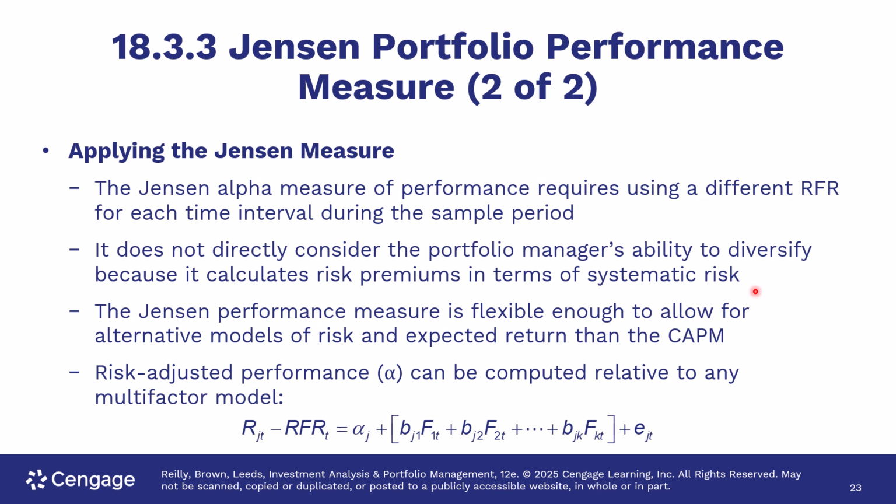The Sharpe measure allows for the probability that the portfolio isn't completely diversified, because remember the Sharpe ratio in the denominator has sigma, which is total risk. The Jensen's performance measure is flexible enough to allow for other models. That was my discussion about the Fama-French three-factor and four-factor models, and so you would plug and chug. This equation here doesn't really help you for examination or quiz purposes, so you don't necessarily have to put that on there.